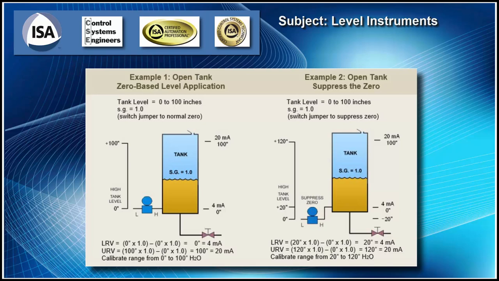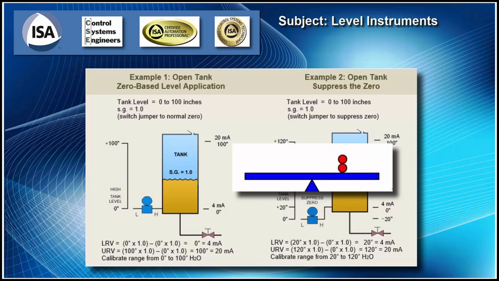Now the upper range value will have 100 inches of water in the tank, and the low side has 0 inches on it. So the upper range value is 100 inches times the specific gravity of 1, minus 0 inches, the low side, times the specific gravity of 1, which equals 100 inches, which equals 20 milliamps. This transmitter would be calibrated from 0 to 100 inches H2O. Now the calibration goes from the lower range to the upper range when you specify it.